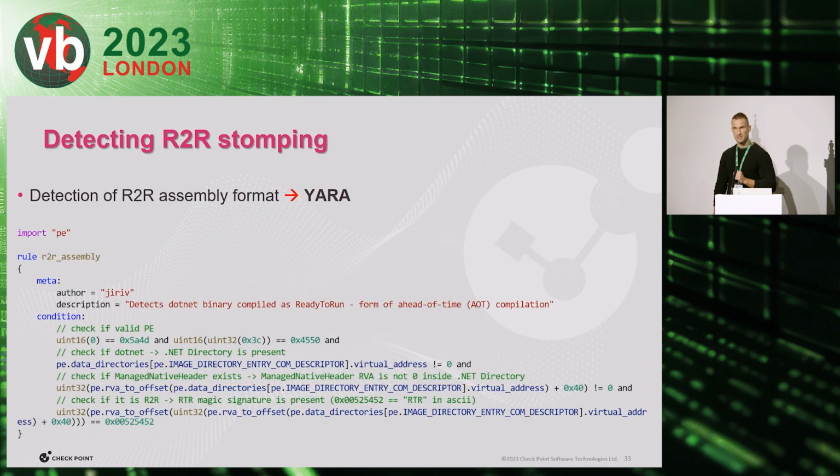We can also do this detection via Yara. Very simple Yara code, which just validates that we are dealing with a PE, that a .NET directory is a part of this PE, that the .NET directory contains a managed native header, and that this managed native header points to R2R, which is the magic signature of a ReadyToRun assembly. If all conditions are met, we are dealing with a ReadyToRun assembly.